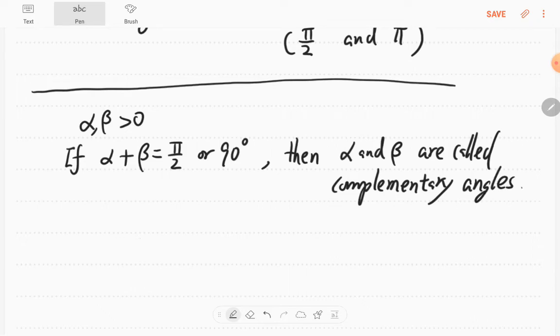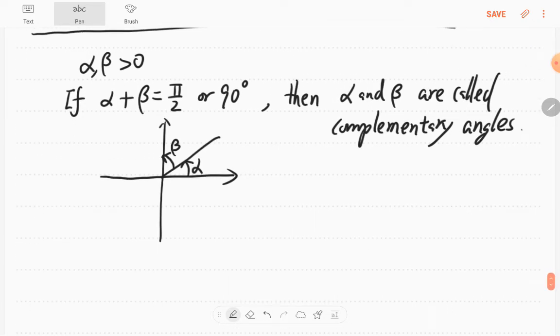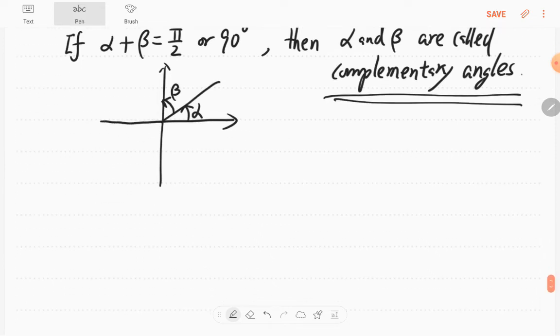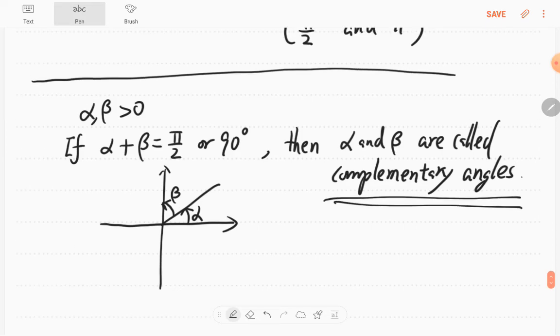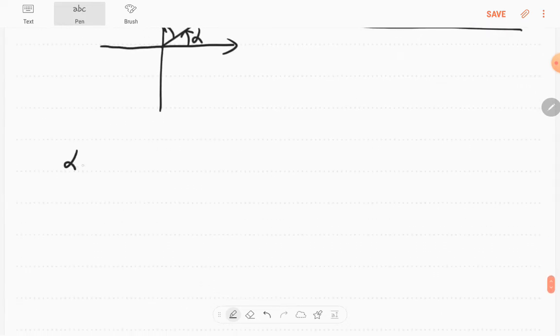Okay, what does this mean? This means if this is alpha, and then we continue from here to here, which is beta. So you can see if we add together it would be pi over 2, right? Which is 1/4 of the revolution. So added together it would be pi over 2 or 90 degrees. So these two angles are called complementary angles. So we always have alpha and beta greater than 0.